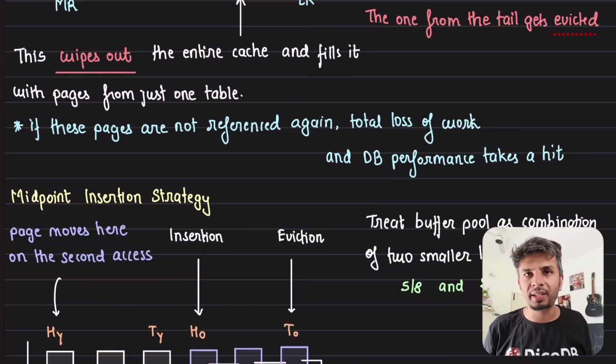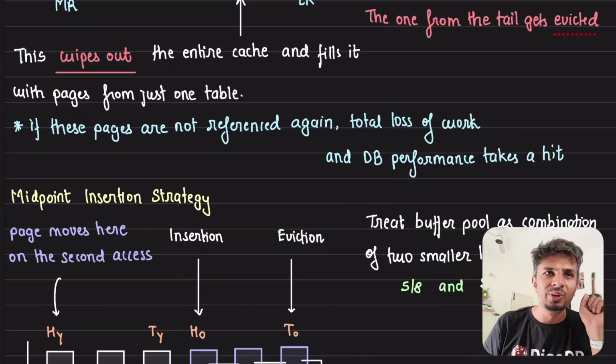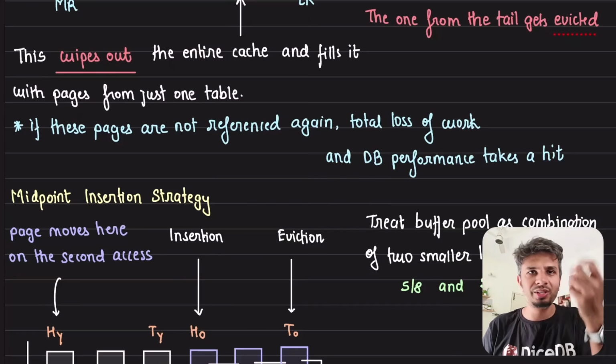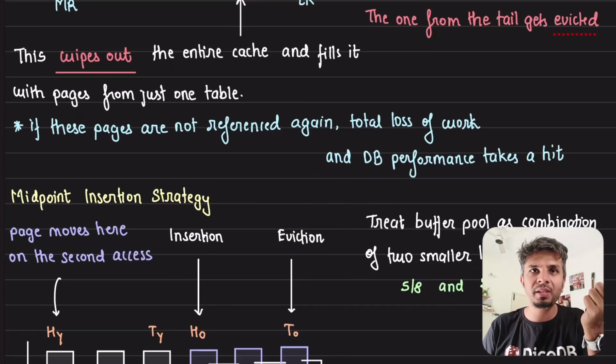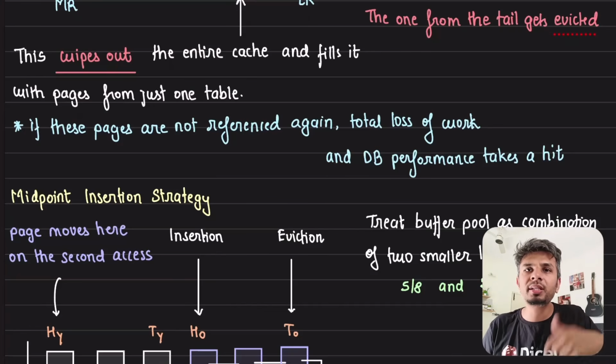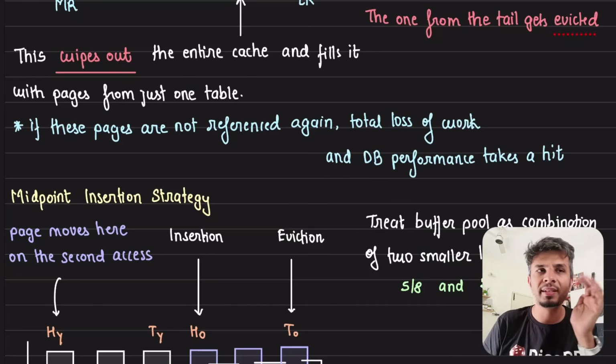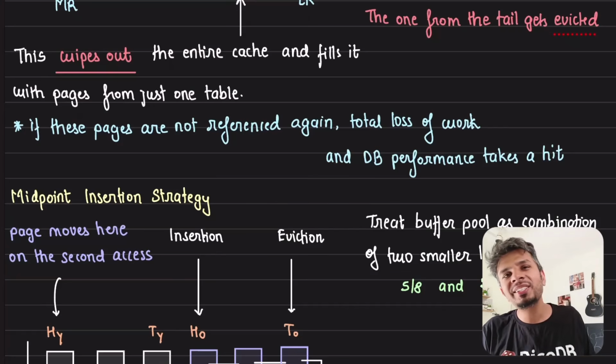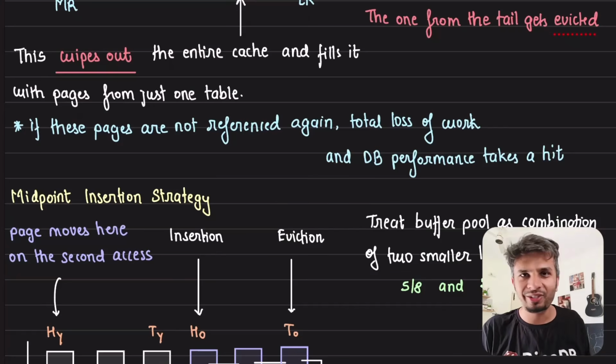What will you do after that? Nothing. So you lose your entire cache. You have filled up a cache with data of one table, and your DB performance takes a hit because your subsequent queries have to go to the disk to access the relevant pages. Problem. This is where the midpoint insertion strategy comes in. This is what MySQL actually employs.